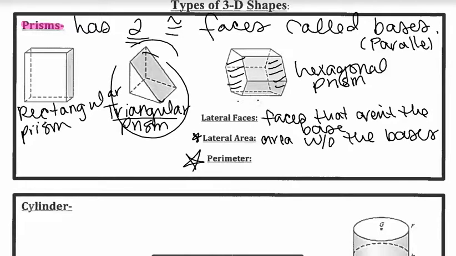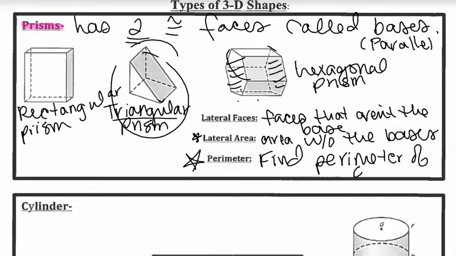That does not mean you add up all of the sides of your 3D shape. When I'm asking for the perimeter, I just want to find the perimeter of one base. So in my triangular prism, I would find the perimeter of one triangle. Hexagonal prism, I would find the perimeter of one hexagon.